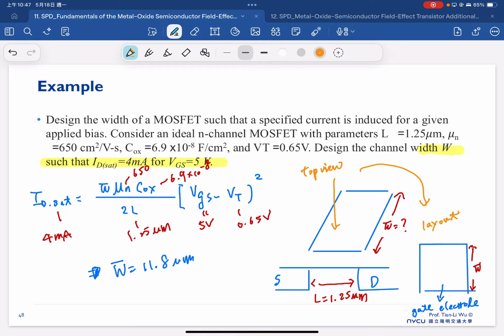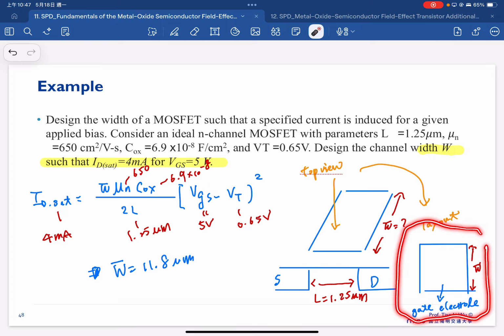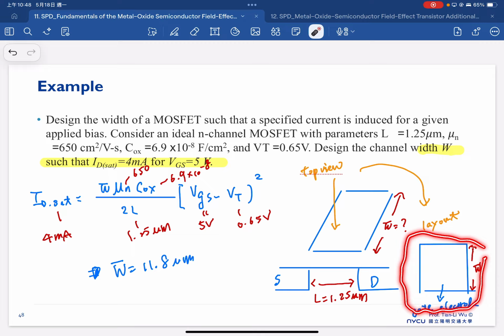So if you want to fabricate a transistor that can deliver 4 milliamp, the only thing you can design is probably the top gate metal, considering different widths in the end to make sure that this width can reach this dimension that can give us enough current here. So this is a top view of this MOSFET.